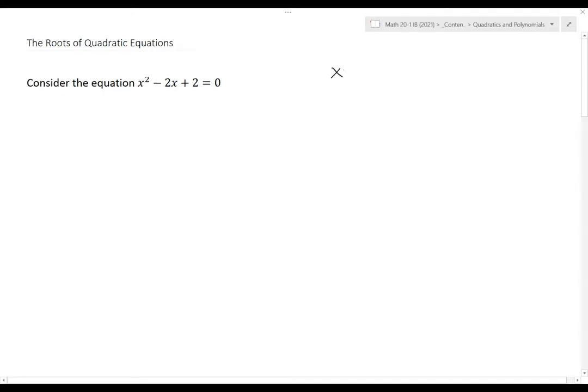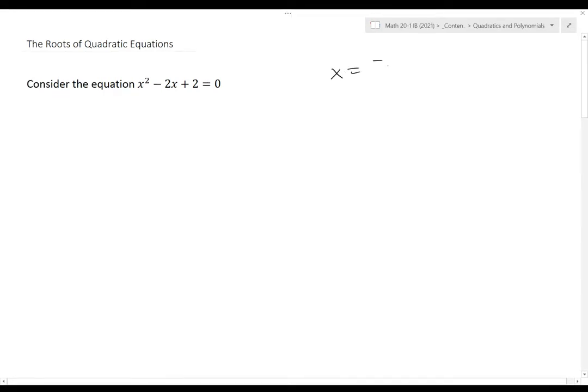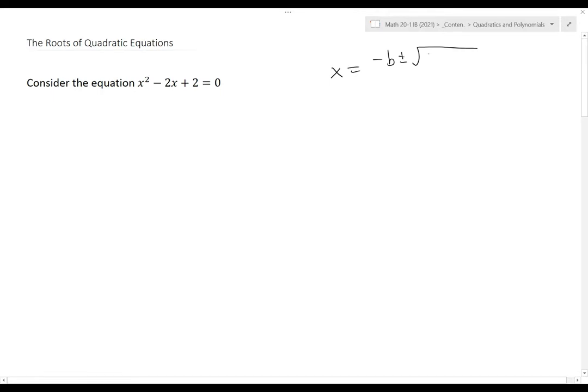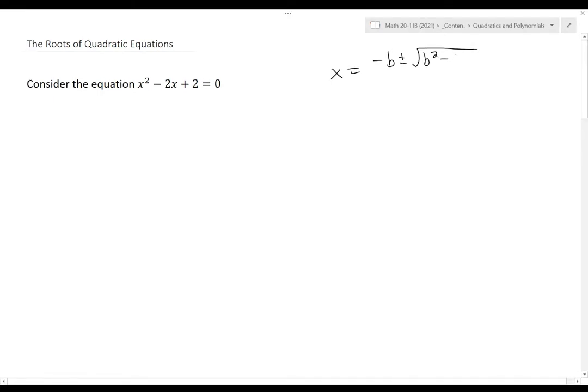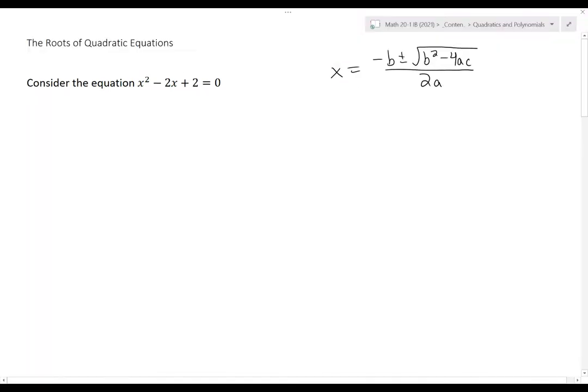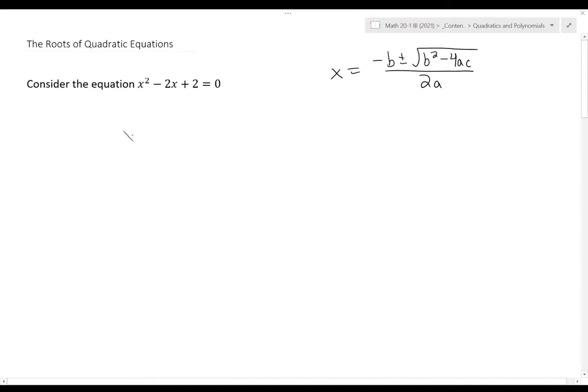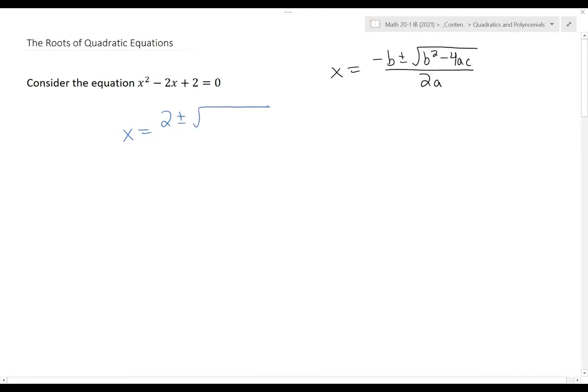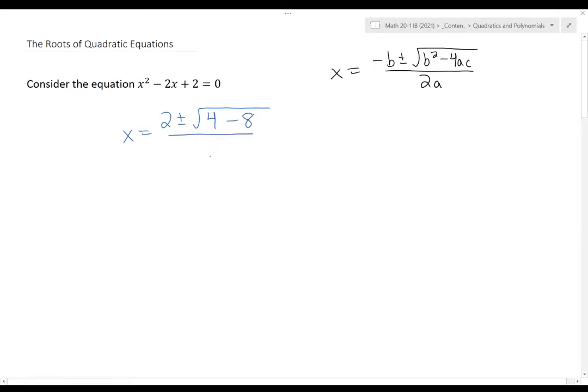Now, recall the quadratic formula. x equals negative b plus or minus the square root of b squared minus 4ac, all divided by 2a. So in this particular case, where a equals 1, b equals negative 2, and c equals 2, we've got x equals negative negative 2, which is 2, plus or minus the square root of b squared, which is 4, minus 4 times 1 times 2, which is 8, all over 2 times 1, which is 2.